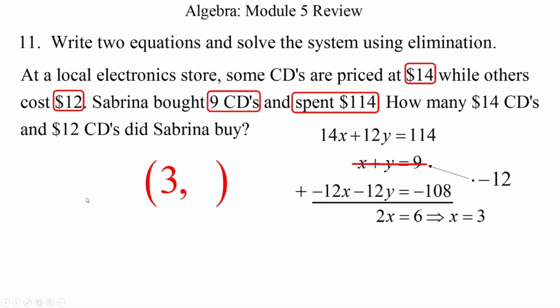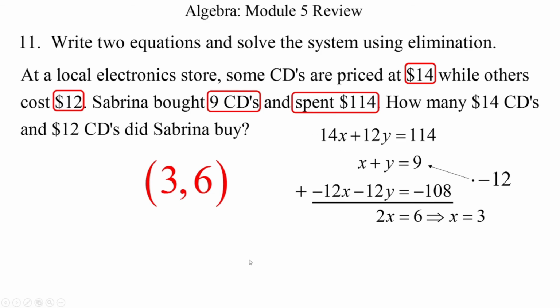Okay, now that means, how many $12 CDs did I buy? Well, I'm going to go back to this x plus y equals 9 right here because I can do this right in my head. If this x is a 3, 3 plus what number y is 9? And that would be a 6. So this tells me we bought 3 $14 CDs and 6 $12 CDs to spend our $114.